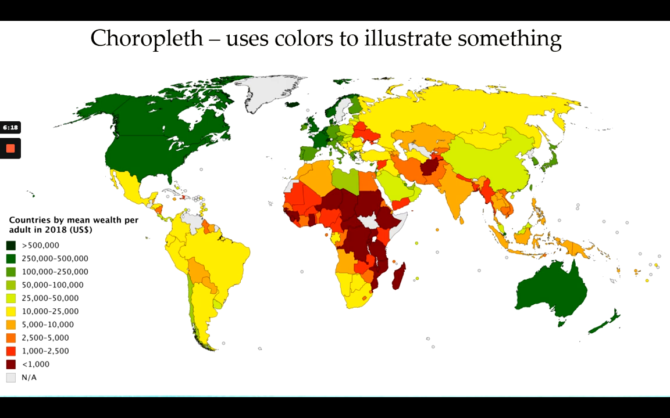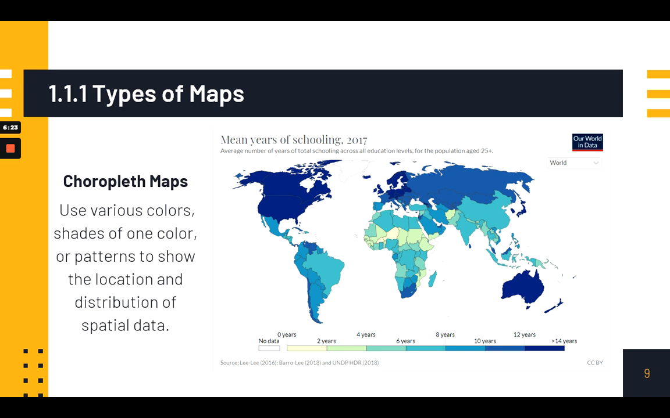Always read the title of every map. Mean years of schooling. Mean means average. So why is this map important? Well, let's say you worked for Apple, and Apple is paying you $300,000 a year to find where the next chip factory is going to be. And you need a place where people are educated and their labor isn't too expensive. Right now, a lot of that labor is happening in China, but the highest level chips are being made in the United States. Lower level chips are being made in China.